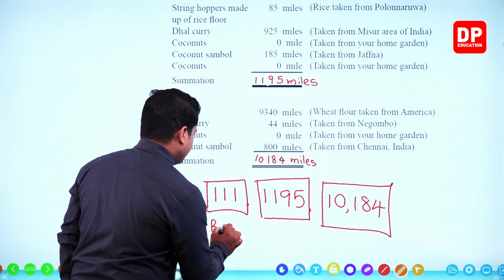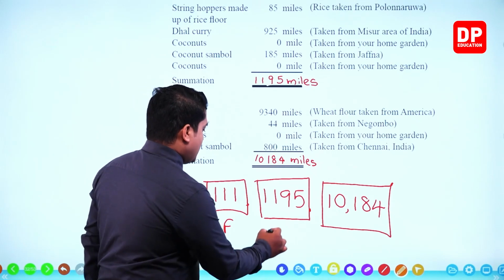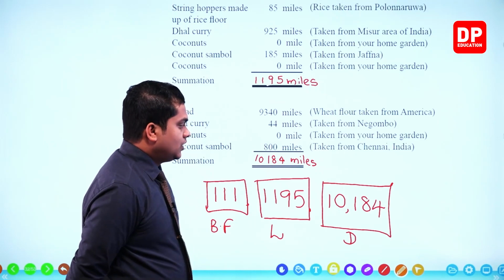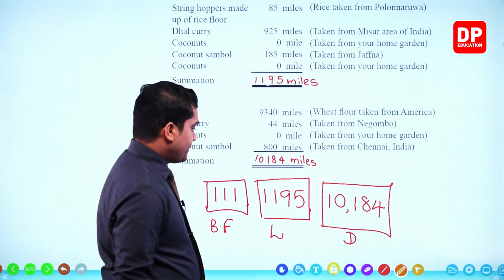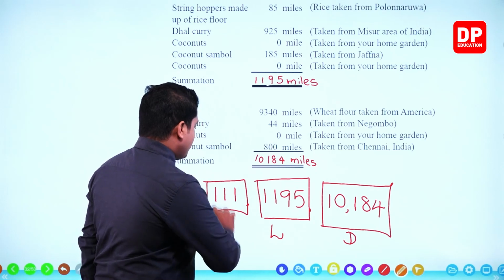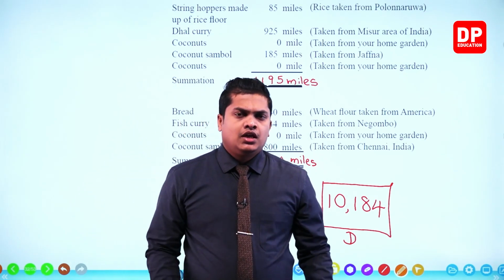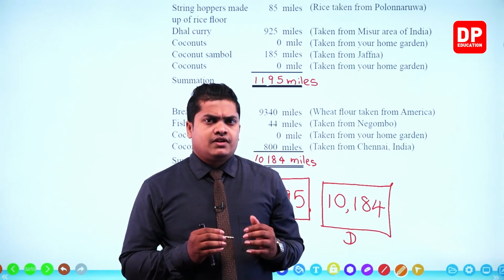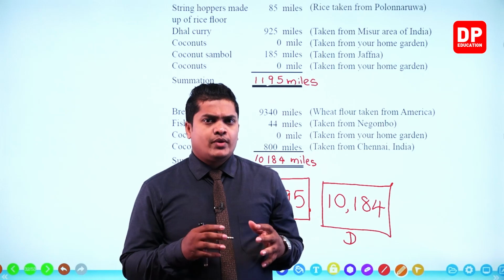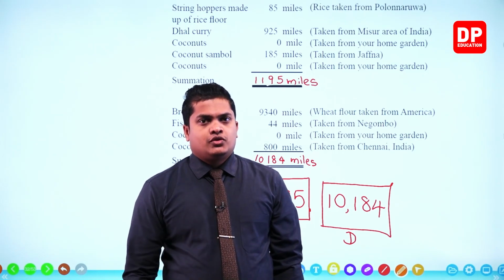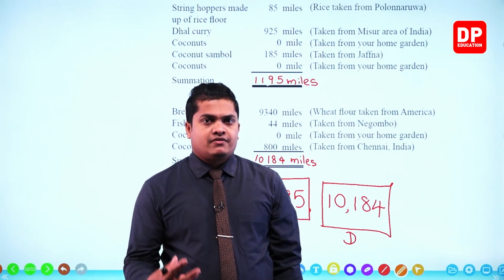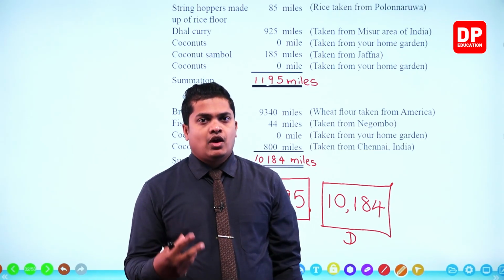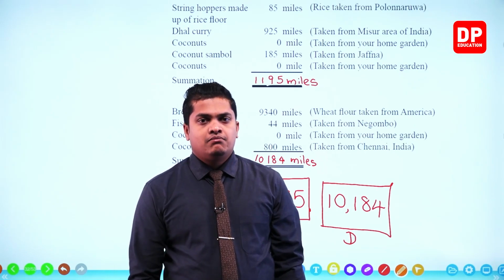Breakfast, then lunch, then this is the dinner. So my dear children, 111 miles. If you take 111 miles, my dear children, now this is somewhere around 115 to 120 kilometers. So the meal which we consume during the breakfast has traveled around 115 to 120 kilometers, or else 111 miles, my dear children.